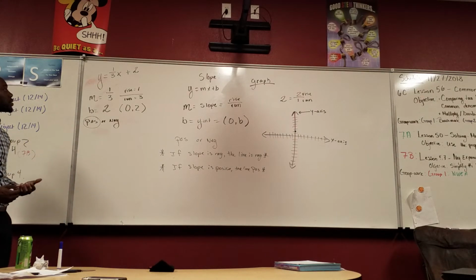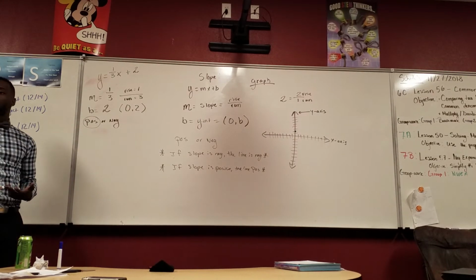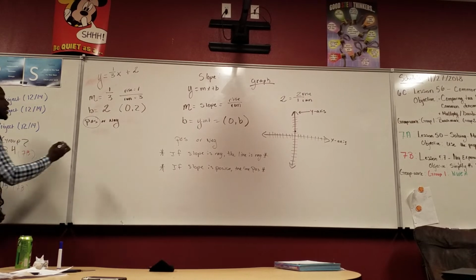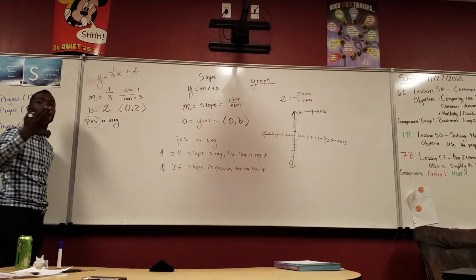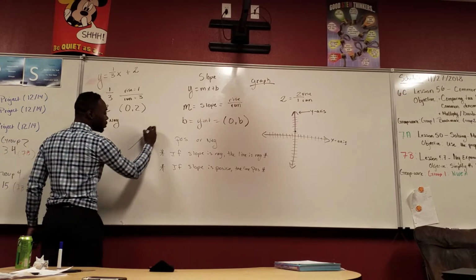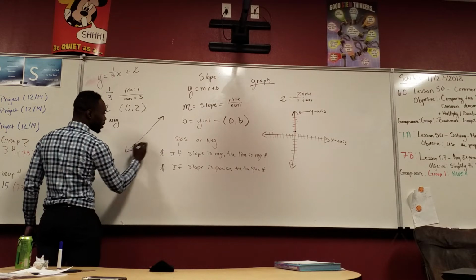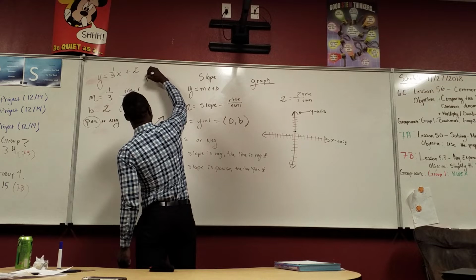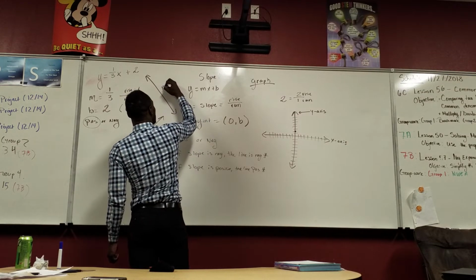So then our next point will be our rise. What is our rise? 1. And our run is 3, and our line is positive. So a positive line, you guys remember how I say we should know how a positive line goes and a negative line? A positive line will go this way, correct? Yes. This is positive. A negative line will go this way.